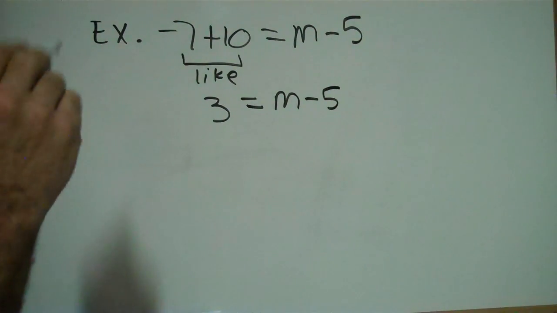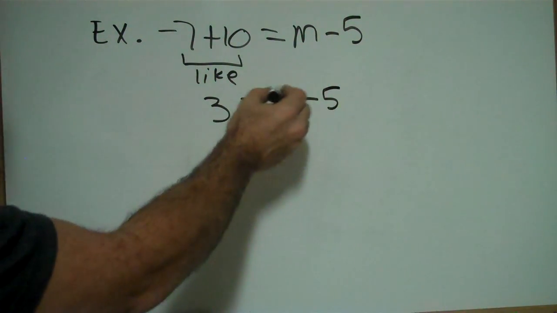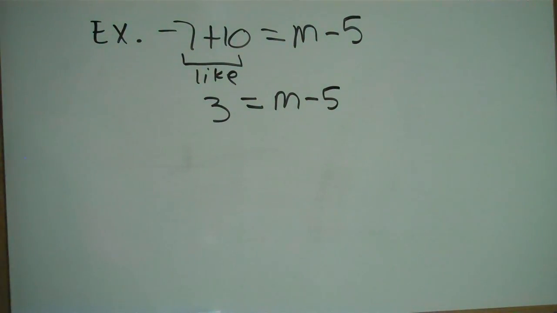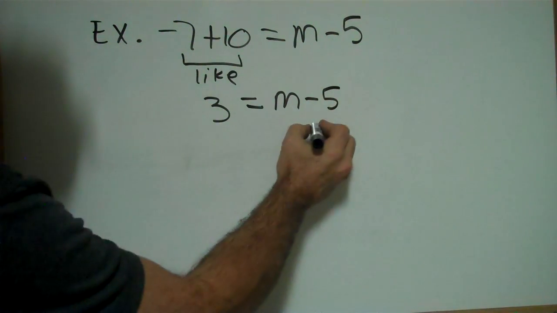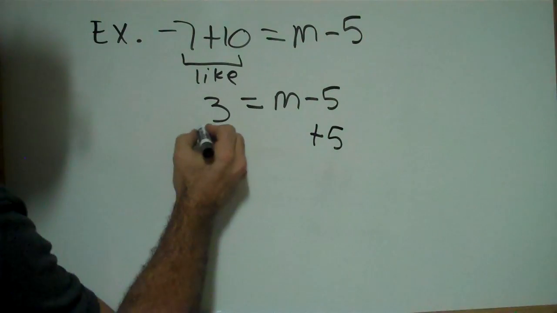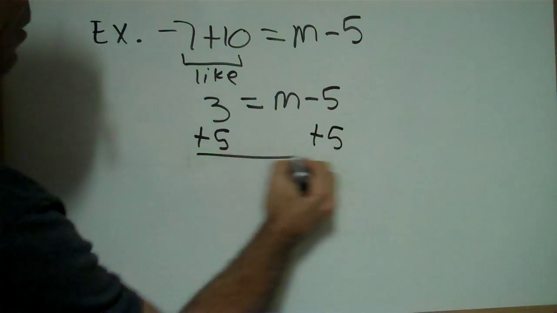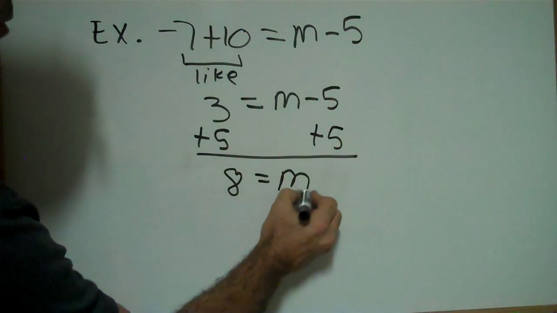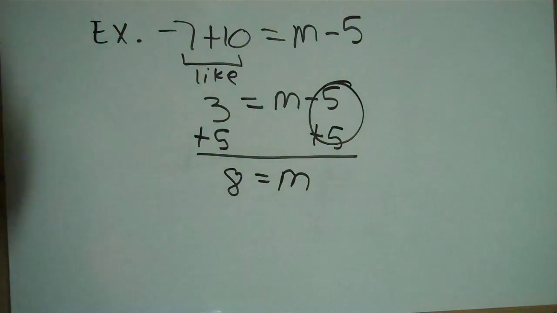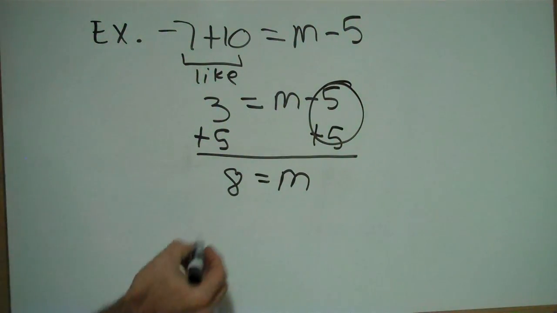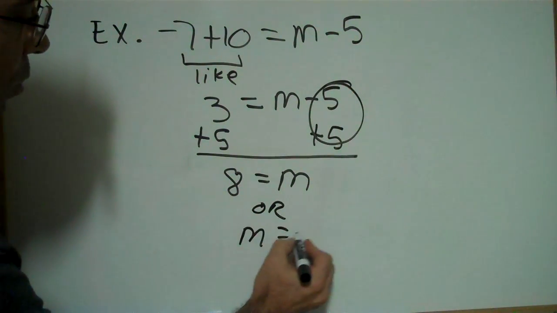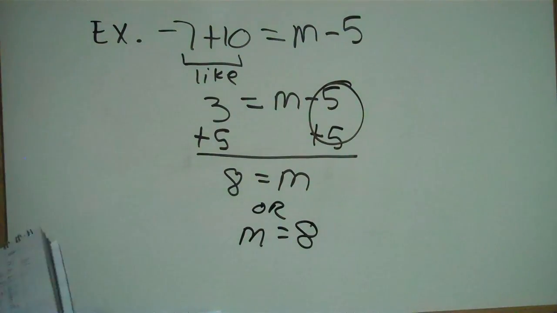Now, I want to get my m all by itself over here. So, since this 5 is being subtracted, I'm going to add a positive 5 to both sides. So that 3 plus 5 is 8. That equals my m. That -5 and plus 5 zero out. So my final answer is 8 equals m, or m equals 8.